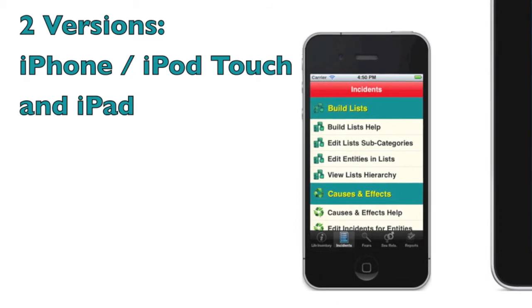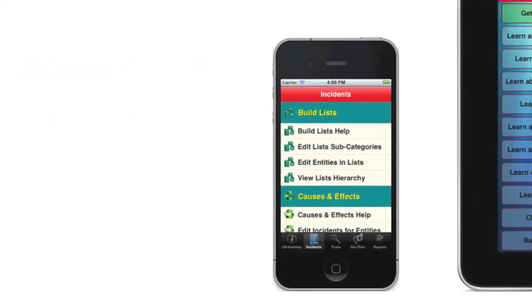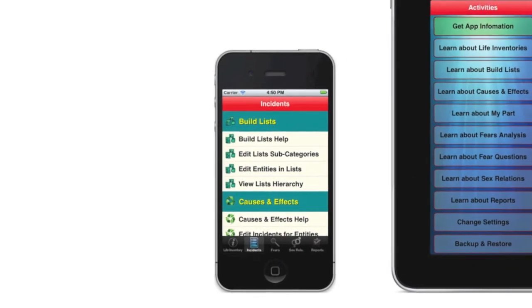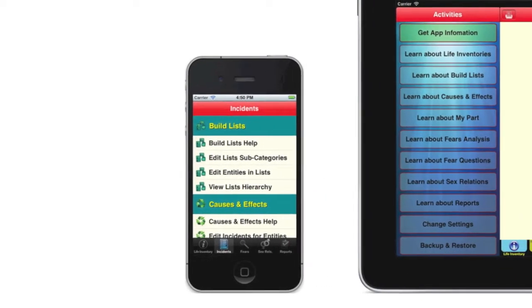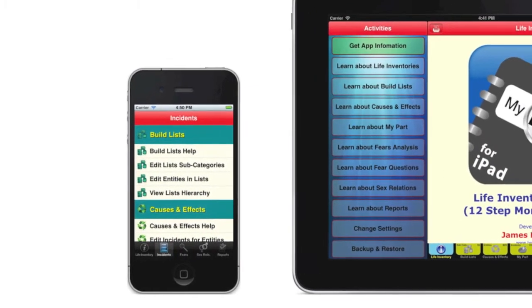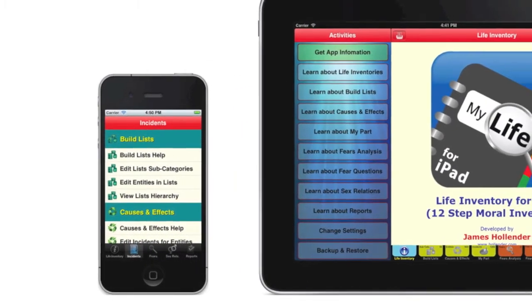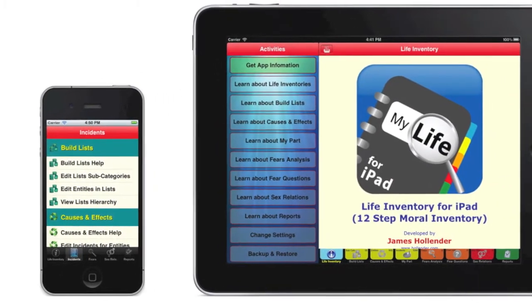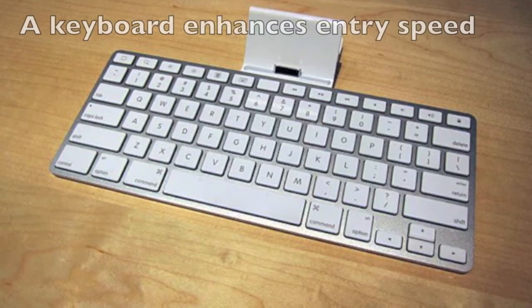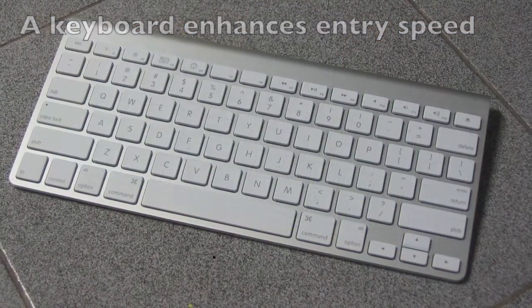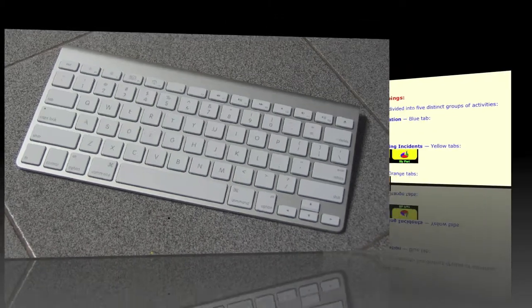There are two full versions of the Life Inventory app: Life Inventory, which is for the iPhone and iPod Touch, and Life Inventory for iPad, which is solely for the iPad. Both versions have the same capabilities, but because of the larger screen for the iPad version, it is generally easier to use. Entering data for either version can be enhanced with the use of a keyboard.